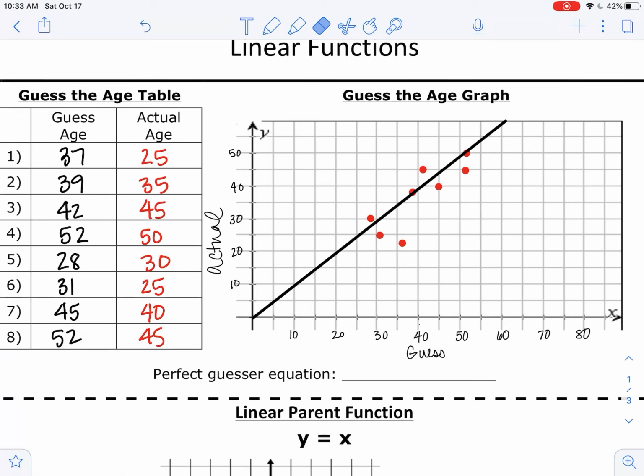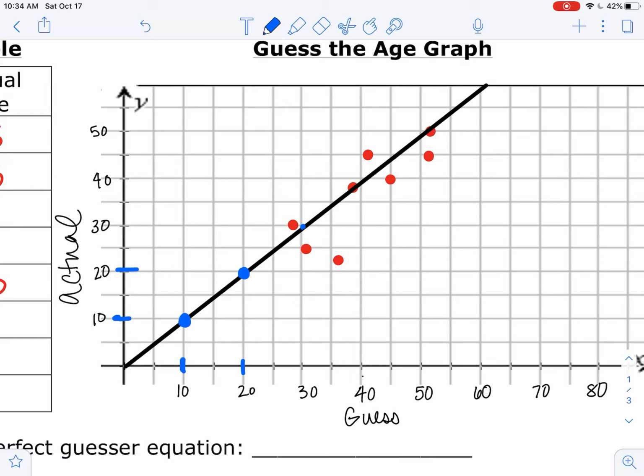We'll do it in blue. If I guessed that their age was 10 and their actual age was 10, then I would be considered a perfect guesser. If I guessed their age was 20 and their actual age was 20, then I would still be a perfect guesser. So as we notice, the perfect guess line is going to be this guy right here. Okay. That guy right there. So that's why we have that black line right there.